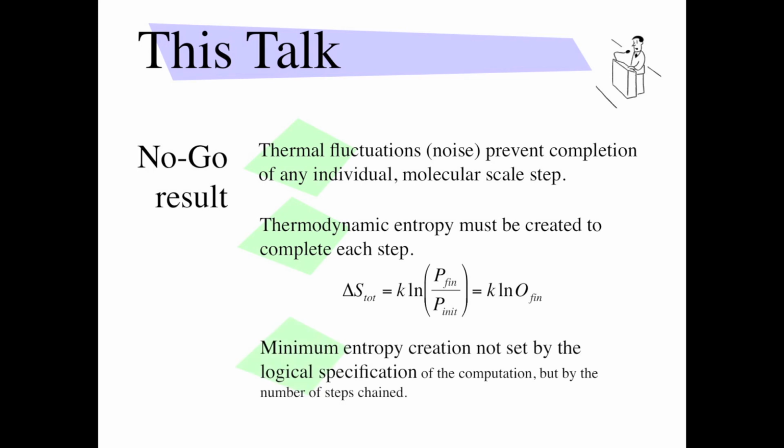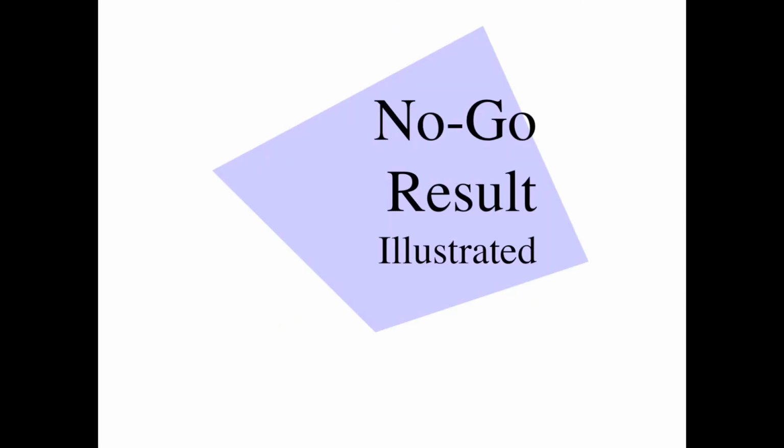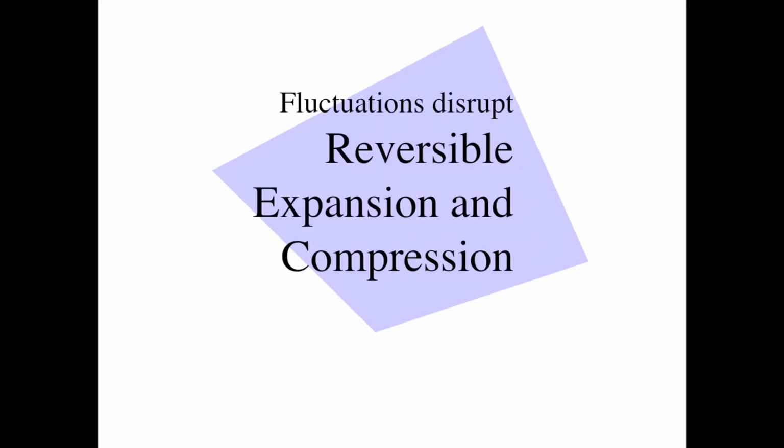What this means is that the minimum amount of entropy creation in the thermodynamics of computation is not set by the logical specification of the computation, but by the number of steps that are chained together in order to implement the computation. To get started, I'll give some very simple illustrations of how thermal fluctuations confound our expectations of how molecular scale processes will behave.